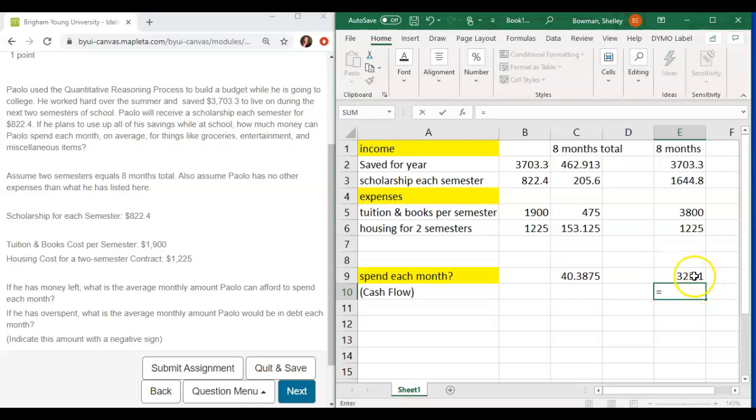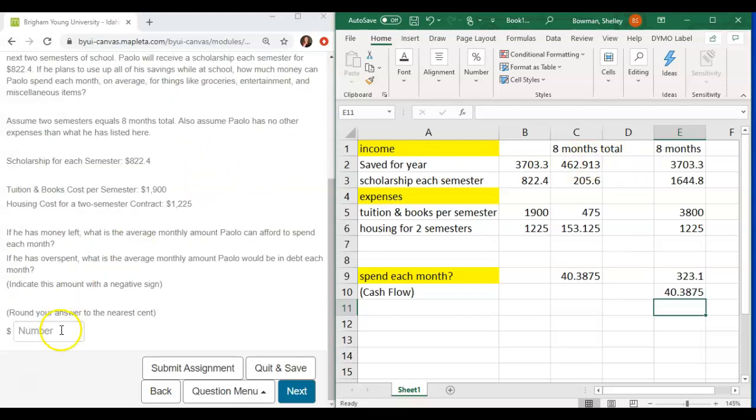Because we want to know his monthly budget that he can spend or cash flow, we'll take that amount and divide it by 8, which is okay on these cases because I've already taken care of the entire year for everything. And again, we have the same answer of $40.39. And we can put this here, rounding to the nearest cent, $40.39.